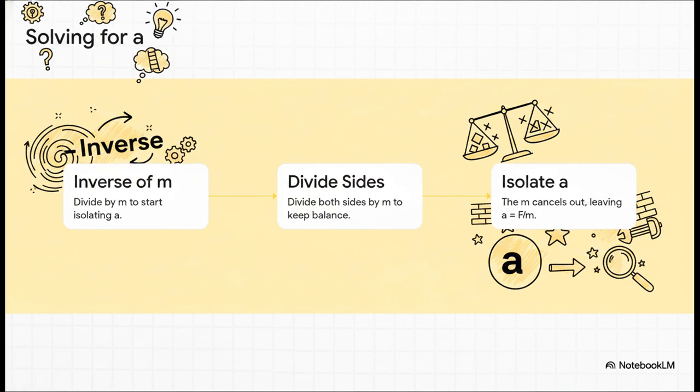Now the m's on the right just cancel each other out, which brings us right to step 3. We've successfully isolated a. So a equals f divided by m. See? You just literally created a brand new tool out of your old one.